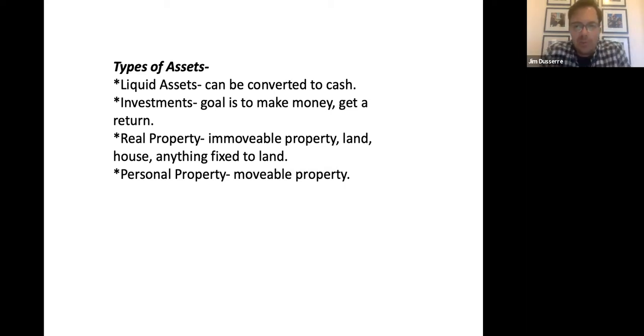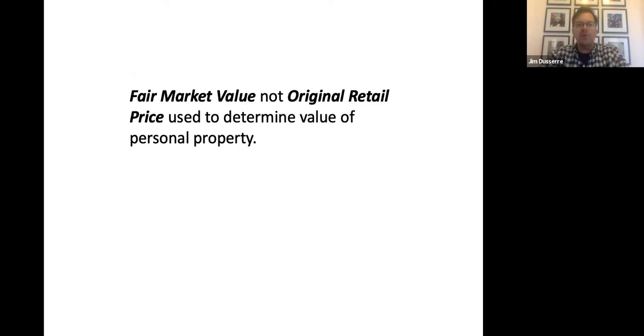And there's personal property. Personal property is just anything that's movable, that you can move, either operate to move it, or you can pick it up and move it. So these are the four main types of asset classifications. Fair market value, not original retail price, is used to determine the value of personal property.